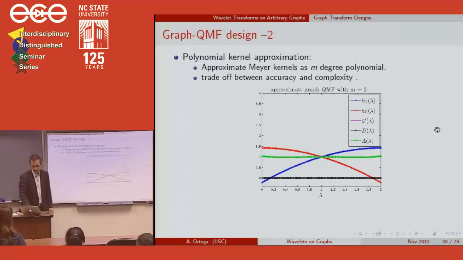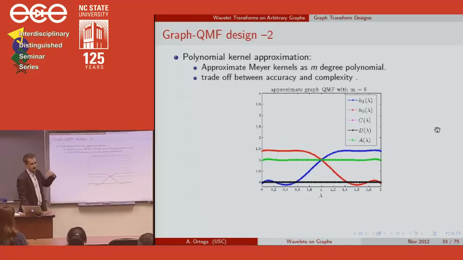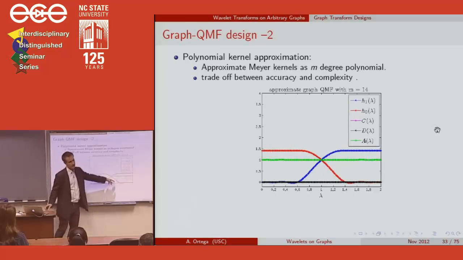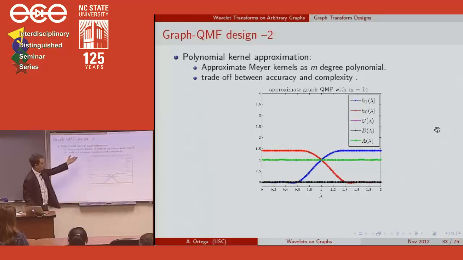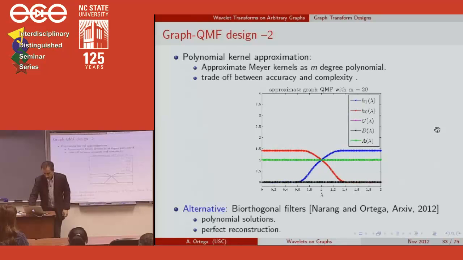If you increase m, that means that you allow higher polynomial degree, less localization in the graph. These filtering operators become better. You can see that you get a fairly nice response for this 14-hop approximation. Okay. We just made available on arXiv a biorthogonal solution, which is not orthogonal, but is exactly localized and perfect reconstruction. And we were going to submit it soon to IEEE Transactions on Signal Processing.